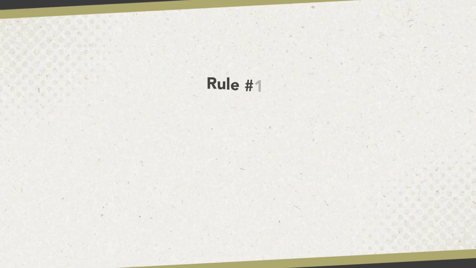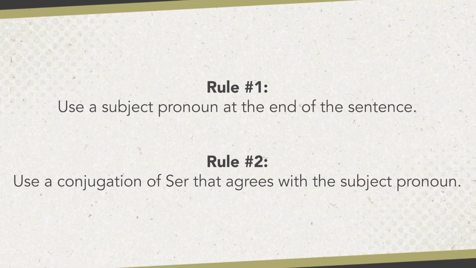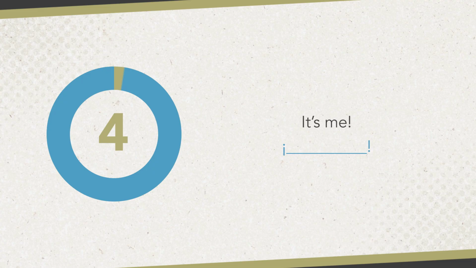So to summarize, to identify someone in Spanish, there are two rules. First, use a subject pronoun at the end of the sentence. And then also use a conjugation of ser that agrees with that subject pronoun. Now it's your turn to practice this. I'm going to give you some English sentences, and you should try to predict what the Spanish verb and pronoun are going to be. First example, "It's me."